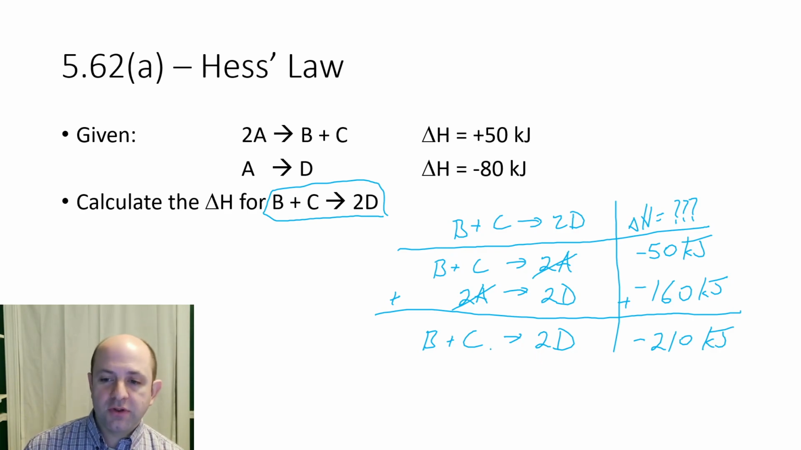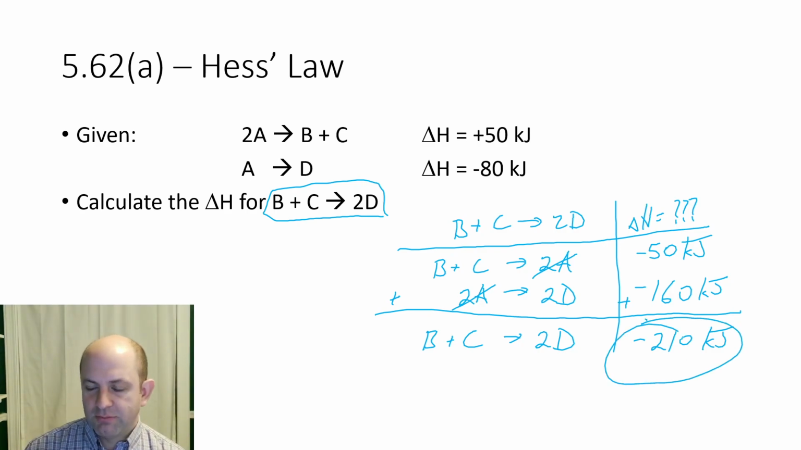And then I'll always do a double check to say, hey, does the equation I get at the bottom match what I want at the top? Because sometimes when you combine things, this might have been like 2 plus 2 goes to 4, and oh, I got to divide everything by 2. I just double check to make sure it's the same. It is, so nope, that is my final answer. The delta H would be negative 210 kilojoules.